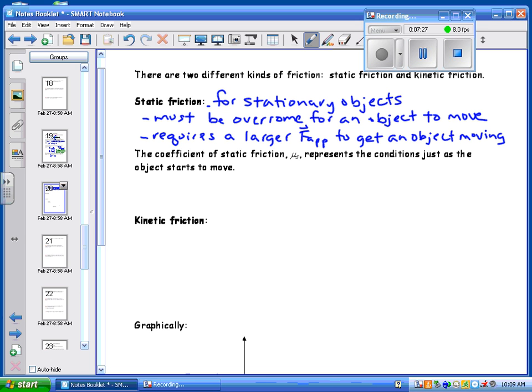The coefficient of static friction is mu with a little s, and that represents the conditions just as the object starts to move. So we can actually specifically state our force of friction as: force of static friction is equal to mu s times Fn.